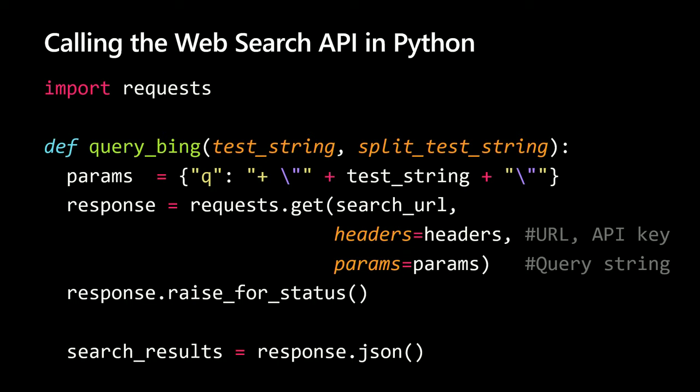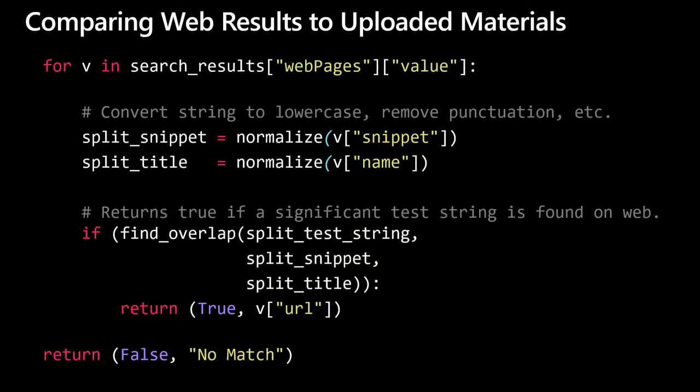In this particular case, the Python code I'm showing is that we're actually taking the input test strings, and we're splitting them up. And then we send that very simply via a RESTful API call to our service. And then with the information that comes back, we do a couple of really simple things. We split up the title and the snippet, we clean it up, and we do a comparison to see if that test string that we had was significantly found on the web.